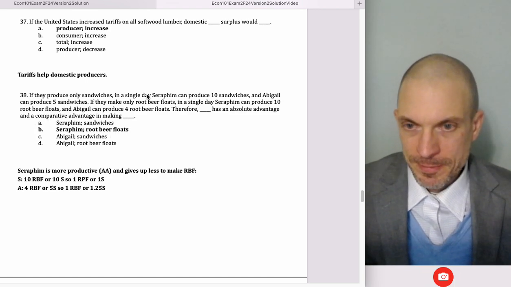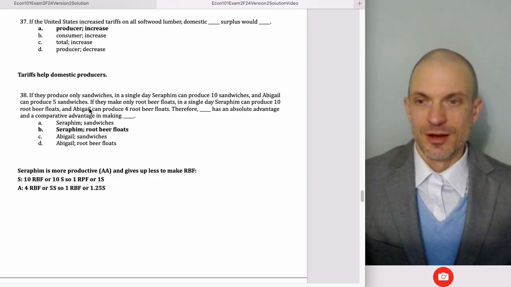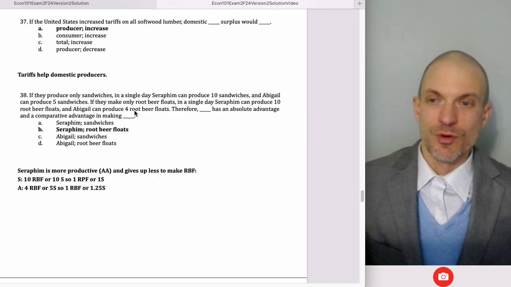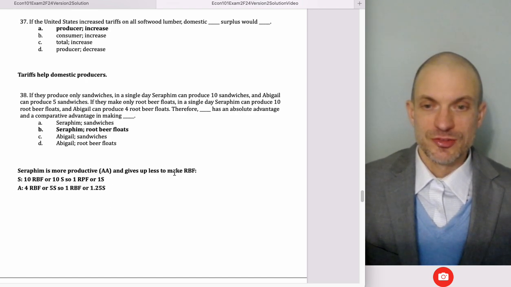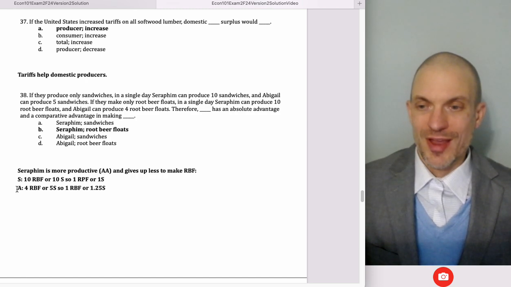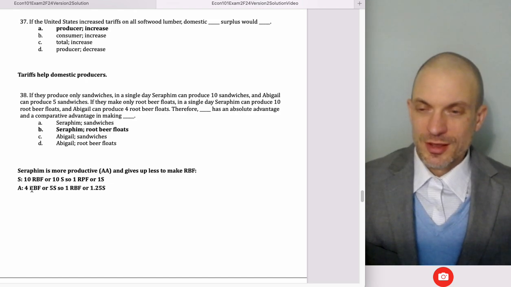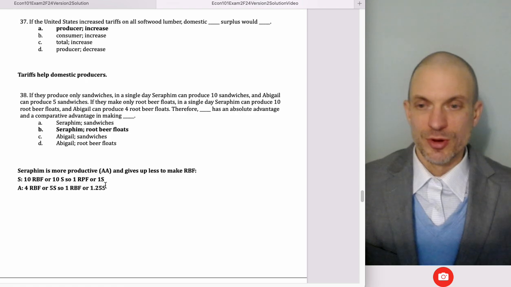So let's see. S is more productive in both cases, can produce 10 of each. A can produce only 5 and then 4, respectively. So S definitely has the absolute advantage. And then the comparative advantage is where they give up the least. Where do they give up the least to make root beer floats? So RBF: 10 RBF or 10S, so it's 1 for 1. But for A, it's 4 RBF or 5S. So if I divide through by 4 to get 1 RBF to 5/4 S, or 1.25S.